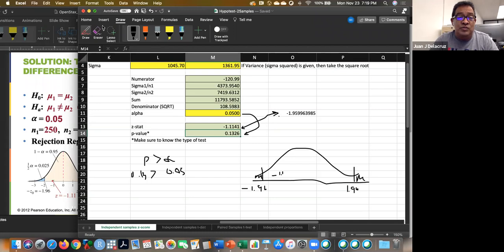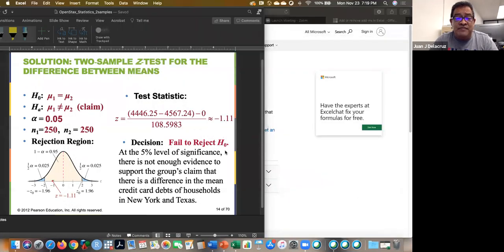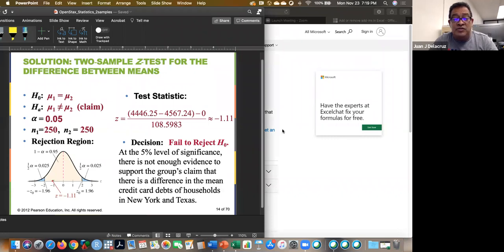So we fail to reject, and we say that at the 5% level of significance, because this is the claim and we are failing to reject, we don't have enough evidence to support the claim. We cannot say that the means are different. At the 5% level of significance, there is not enough evidence to support the group's claim that there is a difference in the mean credit debit card debt of households in Texas and New York, right?